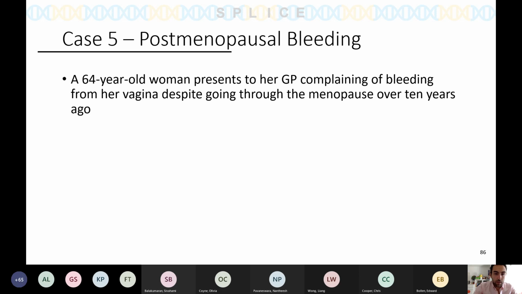Okay, so I am not going to focus too much on these. I think just knowing the management is the key thing. You guys are probably aware of how they present and stuff. So a 64-year-old woman goes to her GP complaining of bleeding from her vagina despite going through the menopause over 10 years ago. So what's the definition of postmenopausal bleeding?